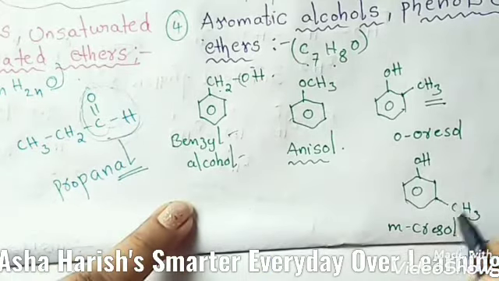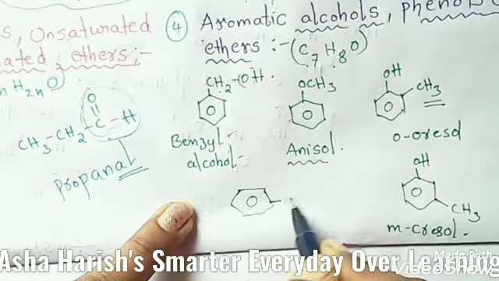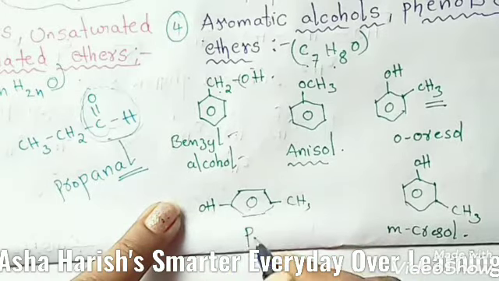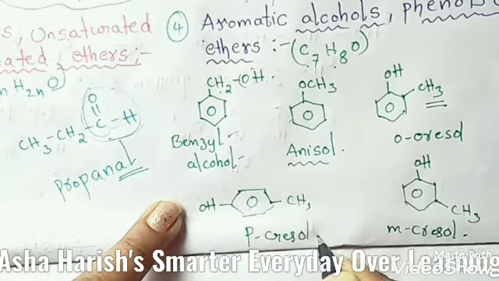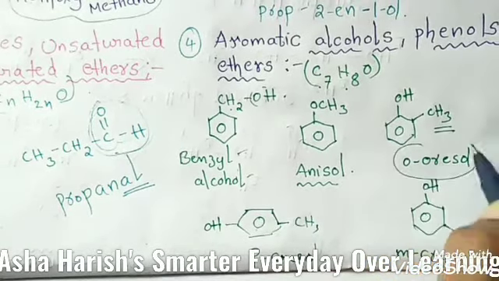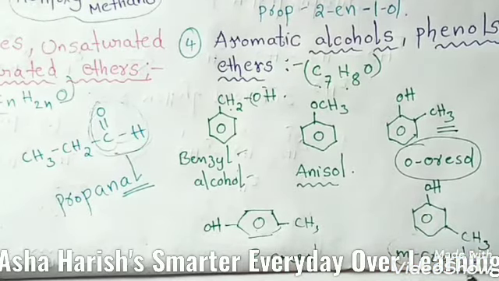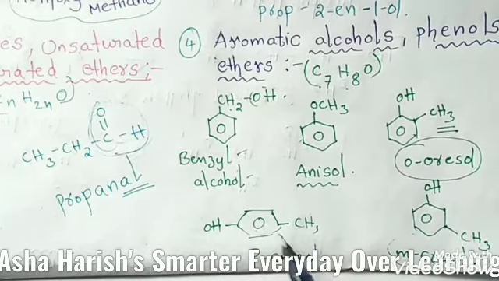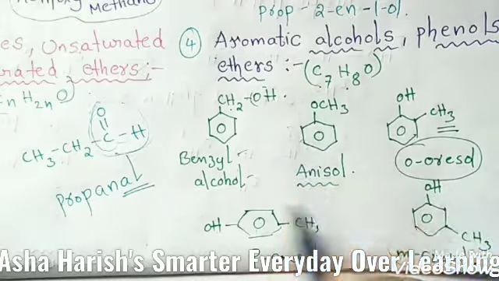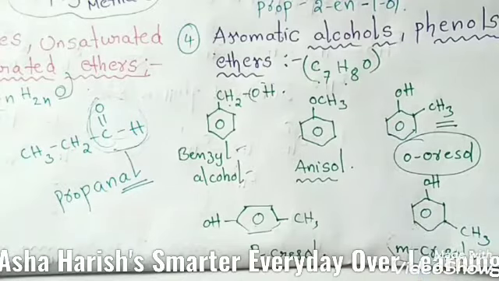In this way, suppose this is a benzene ring, here one methyl group and here one hydroxyl group is located. This is called paracresol. The isomers orthocresol, metacresol and paracresol may also be regarded as position isomers. Right, this is about the fourth one.